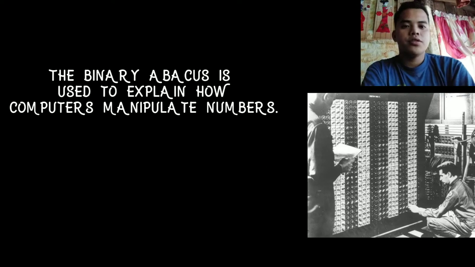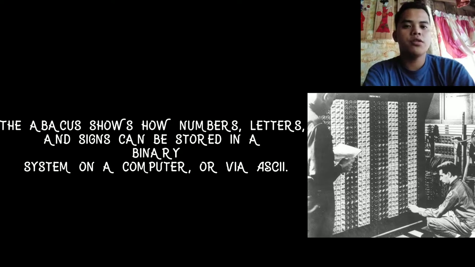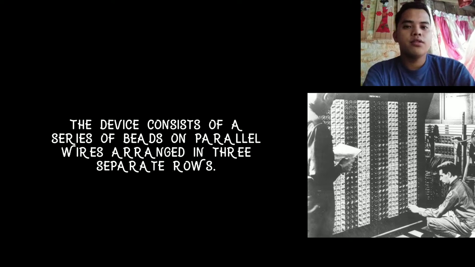The binary abacus is used to explain how computers manipulate numbers. The abacus shows how numbers, letters, and designs can be stored in a binary system on a computer or via ASCII. The device consists of a series of beads and parallel wires arranged in three separate rows.